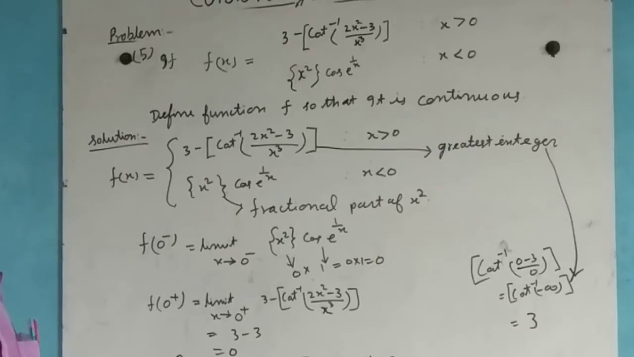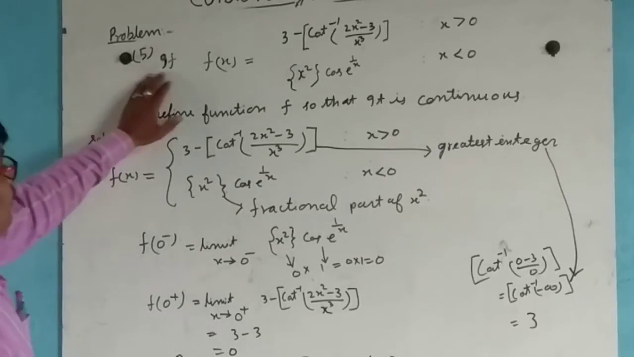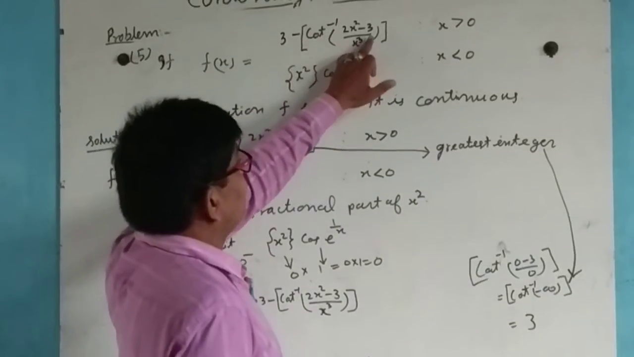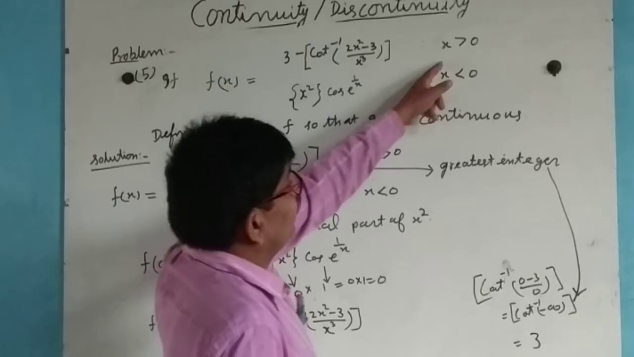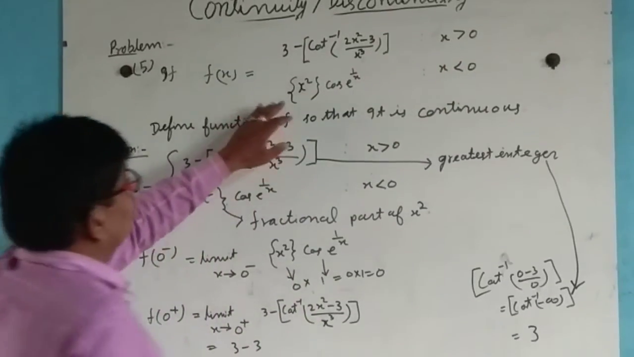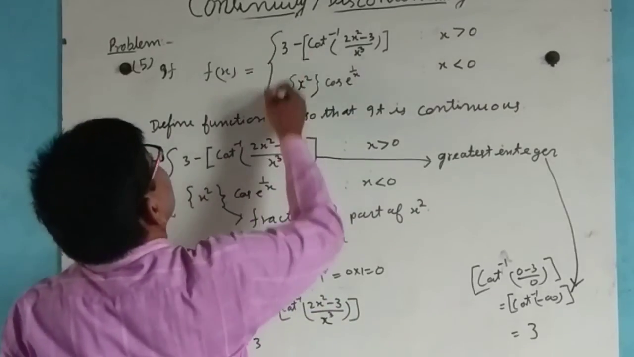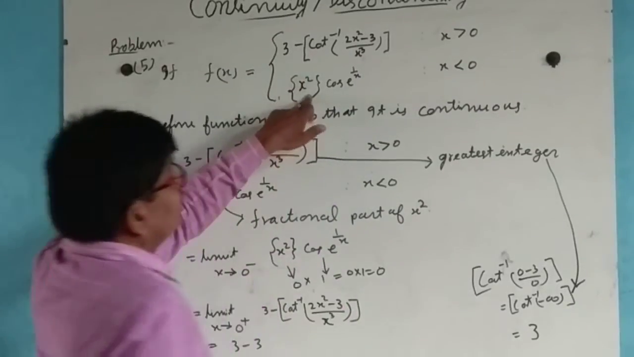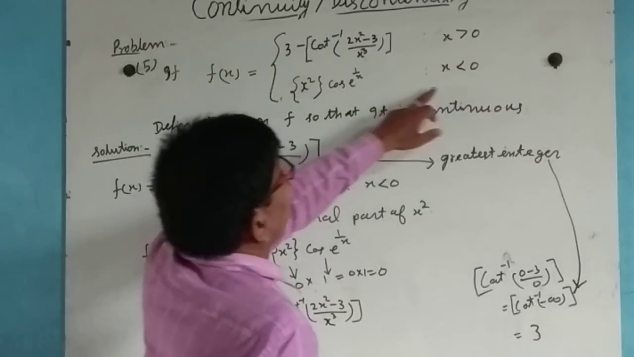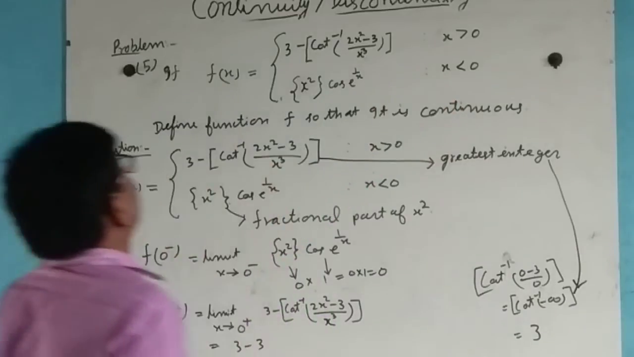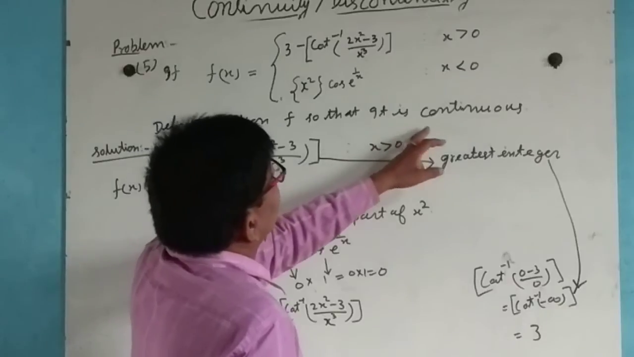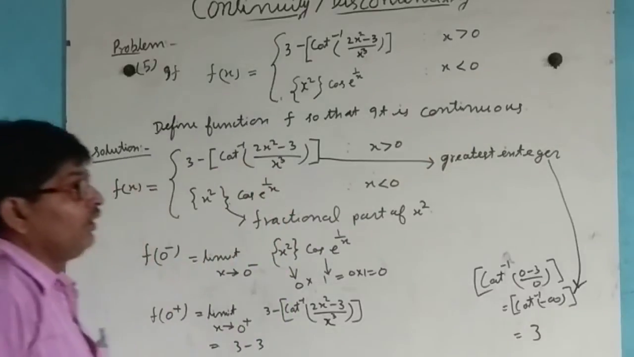Next, now we take another problem. Now, fifth problem: if f(x) is equal to 3 minus [cot inverse (2x square minus 3) by x cube], if x is greater than 0, and f(x) is equal to x square cos e to the power 1 by x if x is less than 0, define function f so that it is continuous.